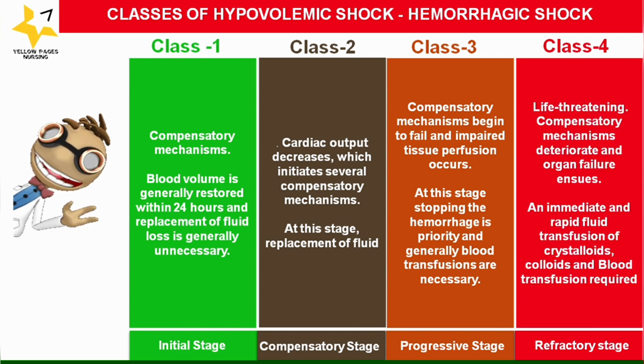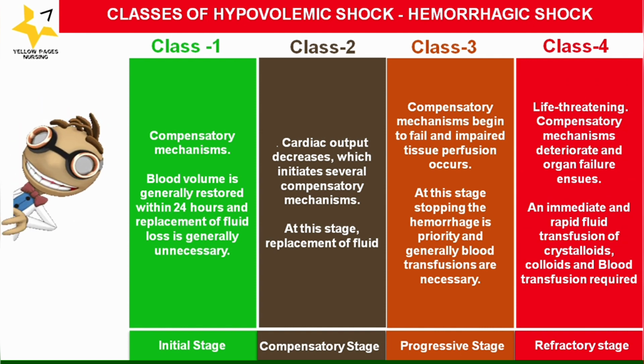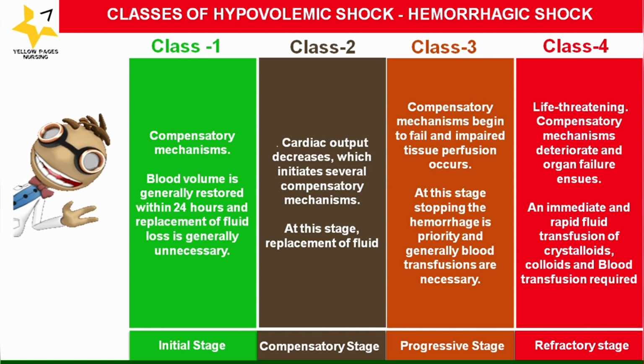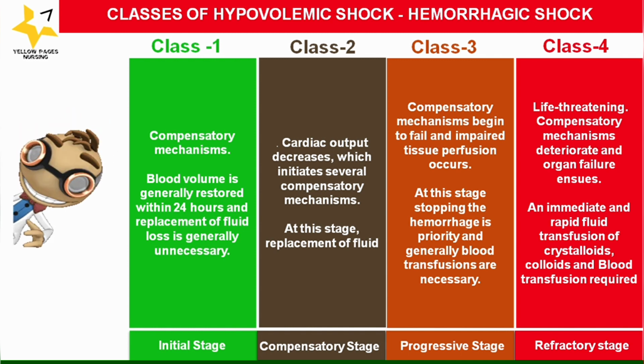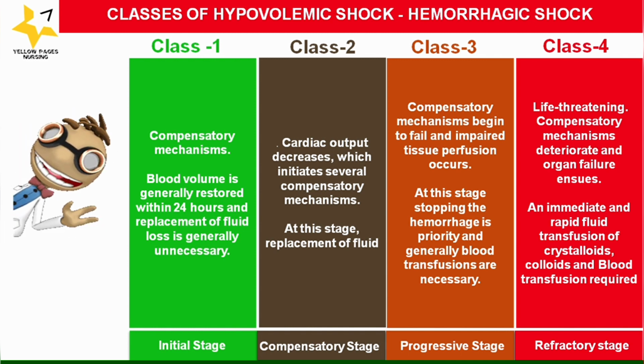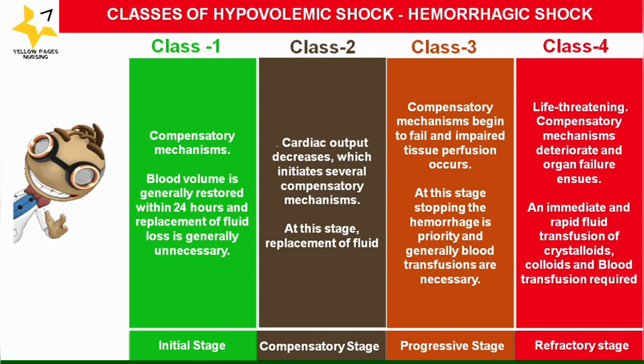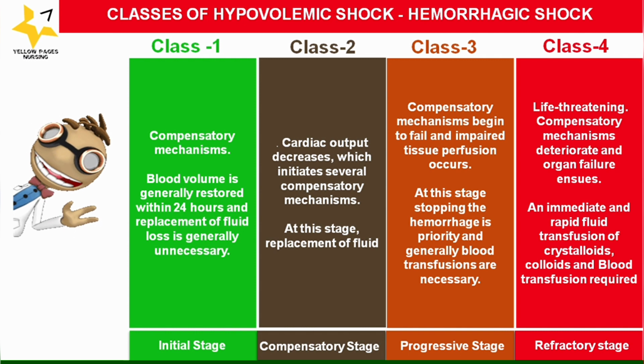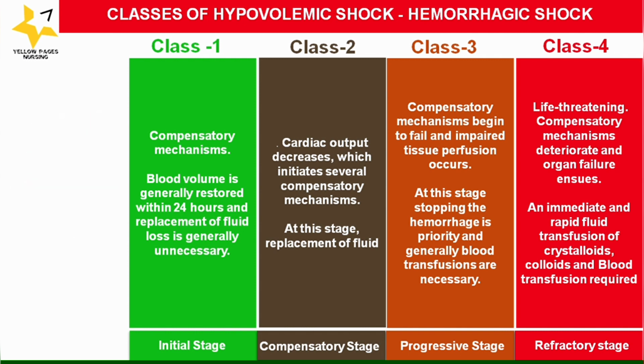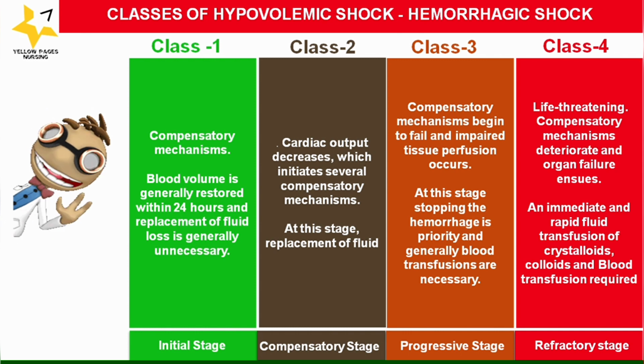Refractory stage or class 4 is a life-threatening one. Compensatory mechanisms deteriorate and organ failure ensues. An immediate and rapid fluid transfusion of crystalloids, colloids, and blood transfusion is required. Surgery may also be indicated in some cases to compensate for the blood loss. So this is all about classification of hemorrhagic shock.